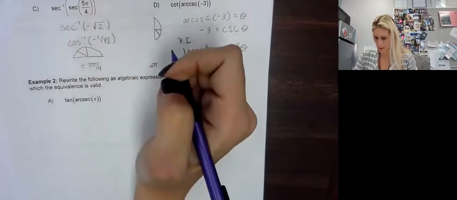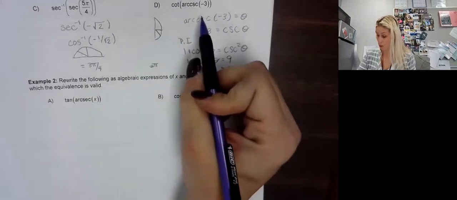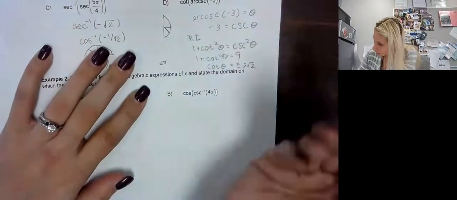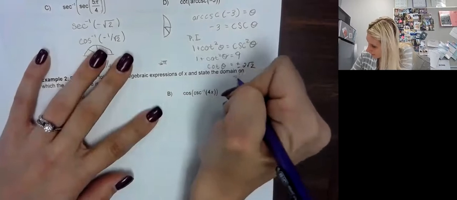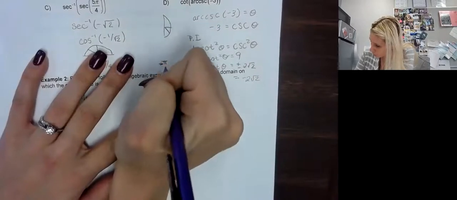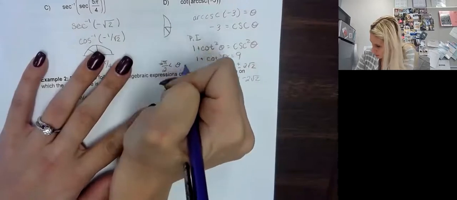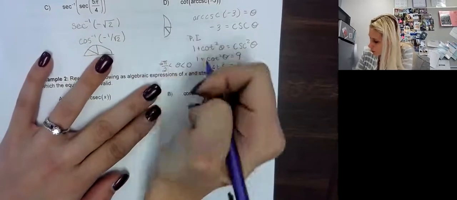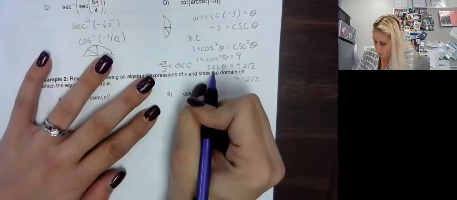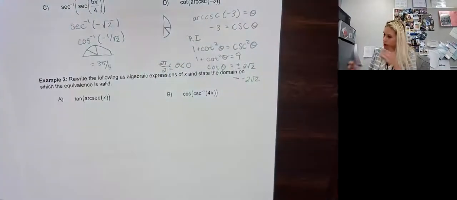Since we're in the fourth quadrant, I'm just going to say fourth quadrant. Fourth quadrant's cotangent is going to be negative. Okay, so our value is negative 2 square root of 2. So keep in mind, since we're in the fourth quadrant, we're looking at negative pi over 2 to 0. And we know for cotangent, so this is equal.